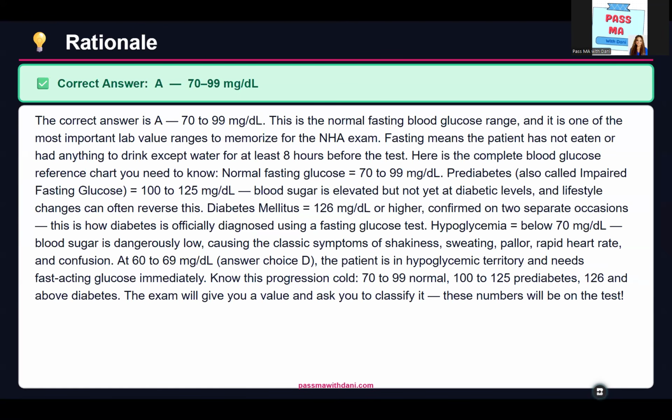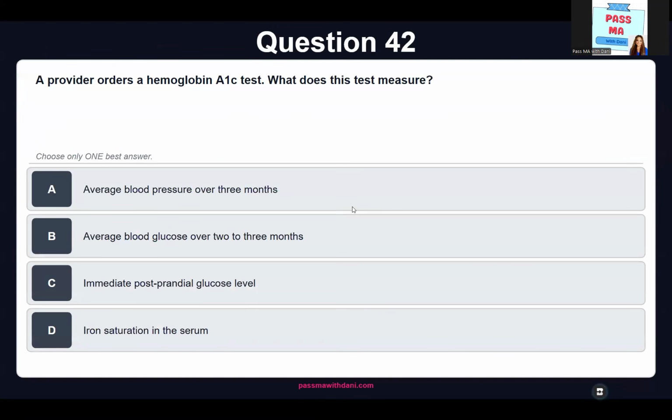This is the normal fasting blood glucose range, and it's one of the most important lab values to memorize no matter which exam you are taking for medical assisting. Fasting means that your patient has not eaten or had anything to drink for at least 8 hours. They can still drink water and they can still take their medication.